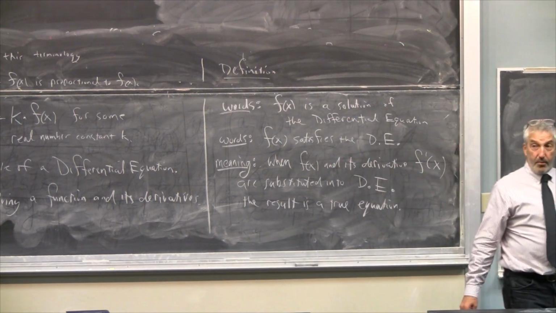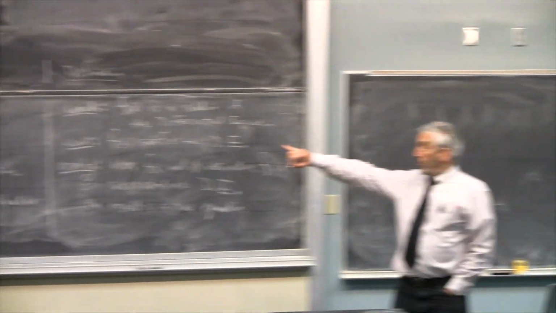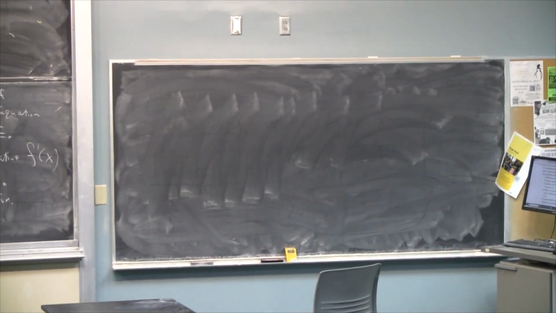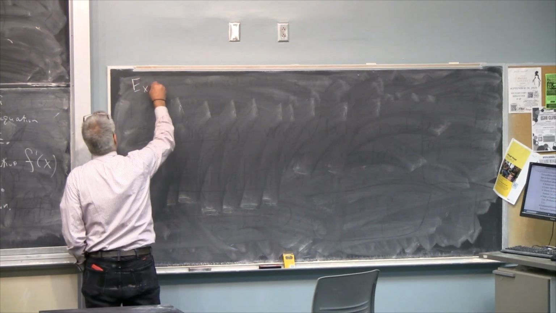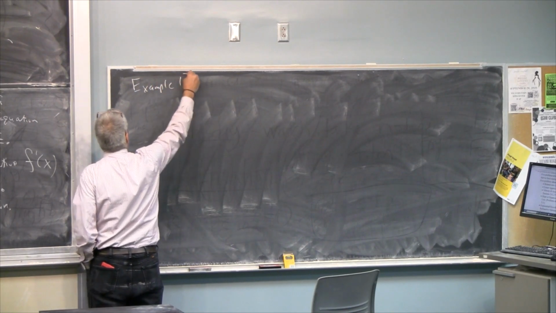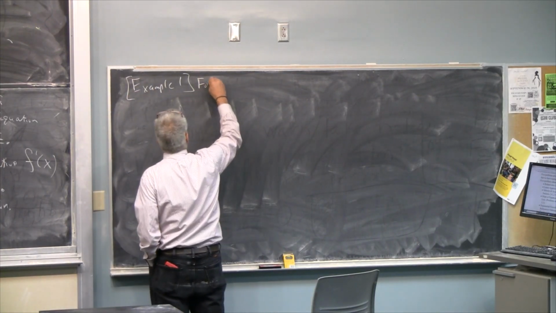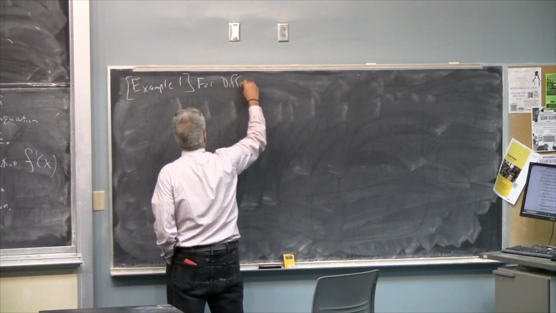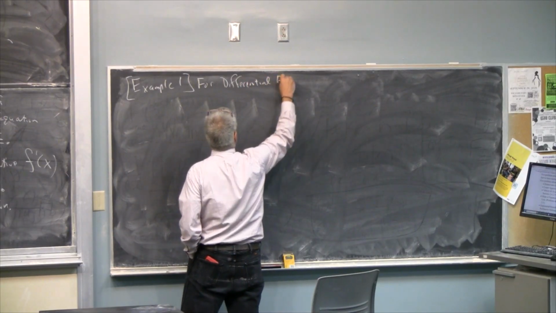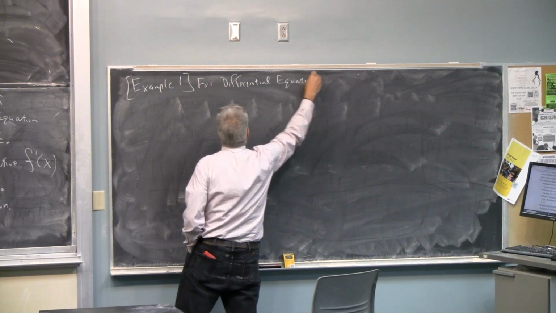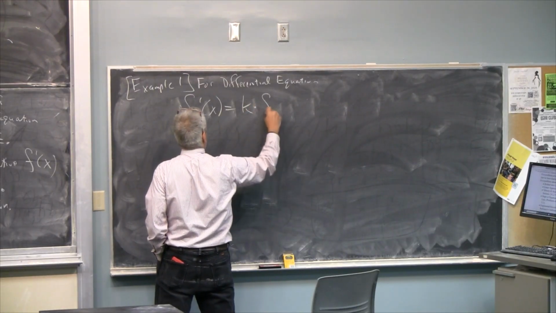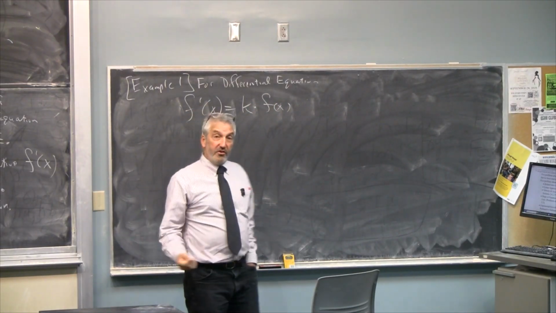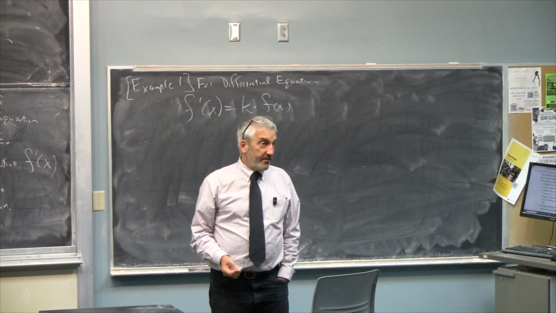So for example, I want to consider that differential equation, this particular one. Now in general, differential equations can be quite messy. They can involve higher derivatives. So for the differential equation f prime of x equals k times f of x. Question A, is f of x equals x squared a solution?